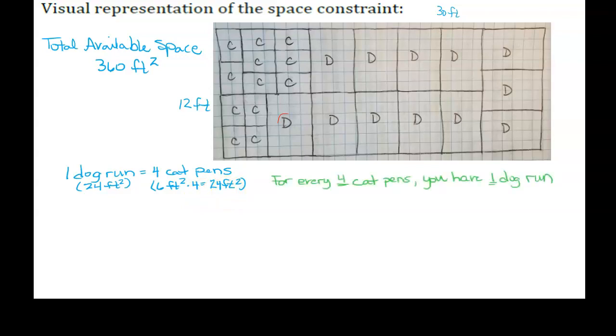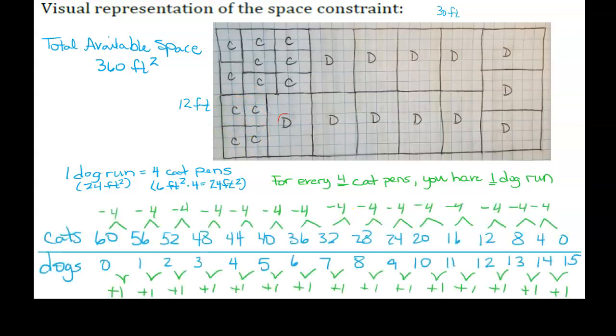Which means that for every 4 cat pens that we add, we have to take away one dog run. So we could replace any of these dog runs with 4 different cat pens. Likewise, if we want to take away 4 cat pens, we can replace them with one dog run.